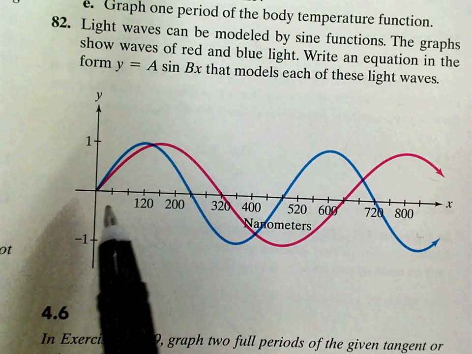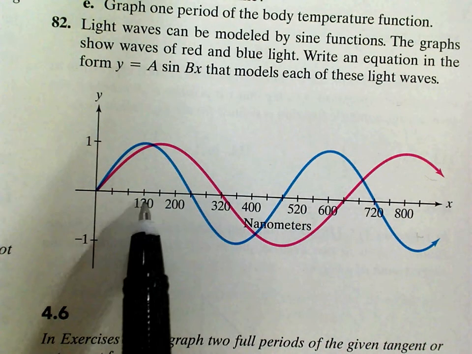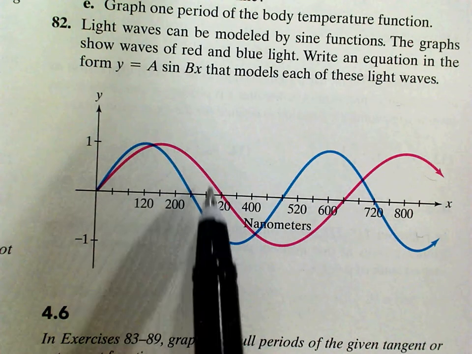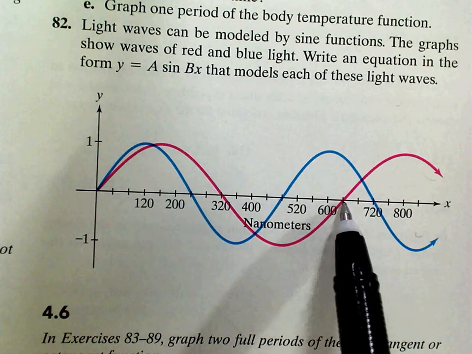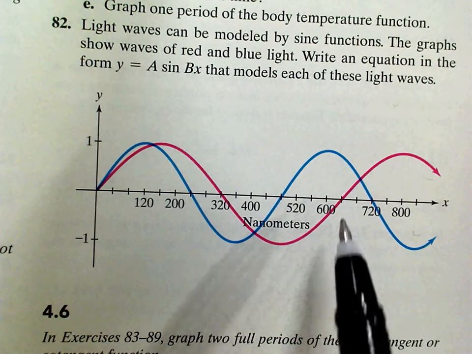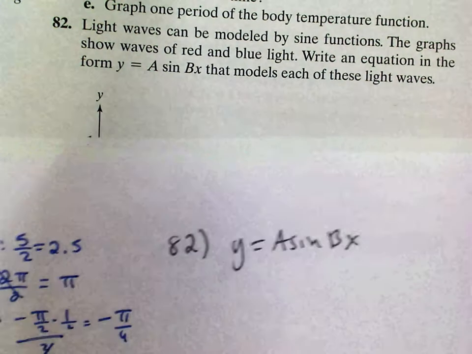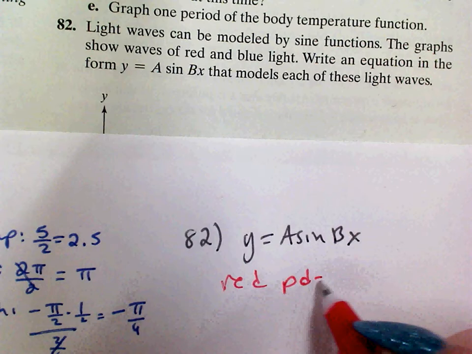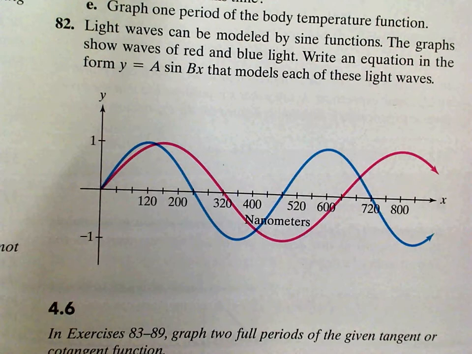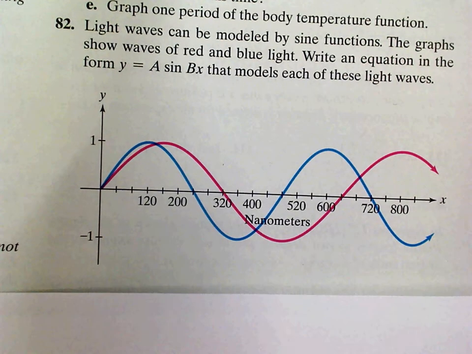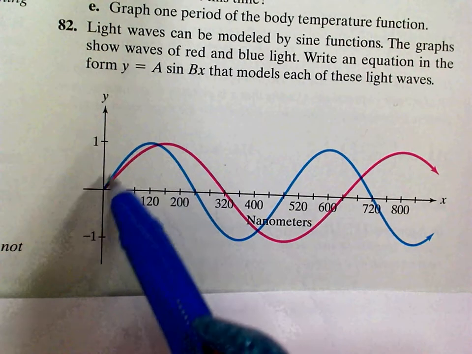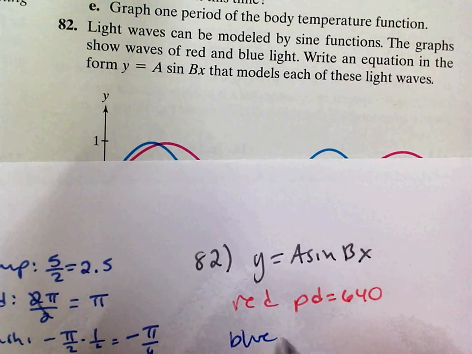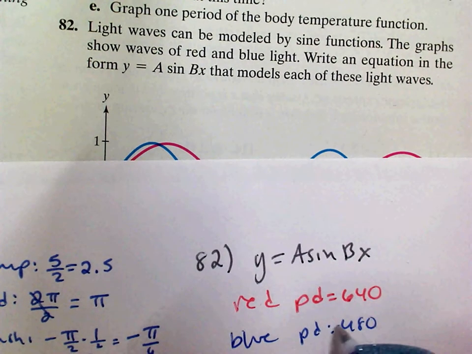Okay, so if I look at this right here, it looks like each tick mark is going by 40. So it looks like the red wave stops at 640. It completes one period. So I'm going to go ahead and write down for the red, the period is 640, and that's nanometers. And then for the blue, it looks like it starts here and it ends right here, which looks like it ends at 480. So for blue, the period is 480.